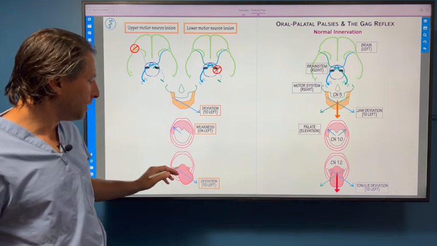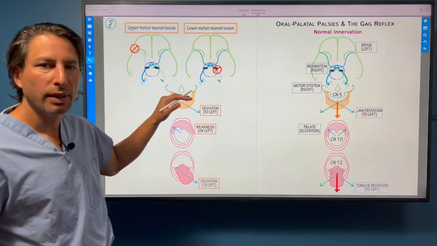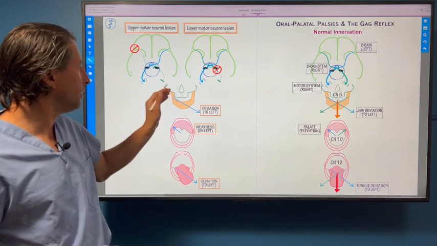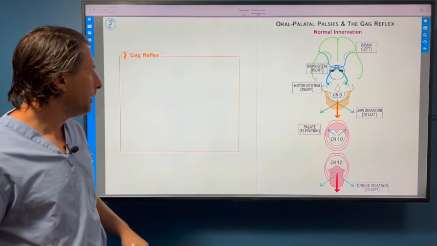In tongue protrusion and from cranial nerve 12, it's going to look exactly like cranial nerve 5 does, because the spared innervation here is going to cause deviation towards the opposite side.